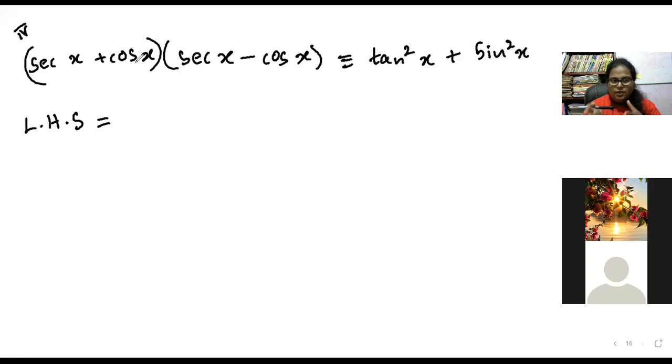Sec x plus cos x, sec x minus cos x. So it is like x plus y and x minus y.